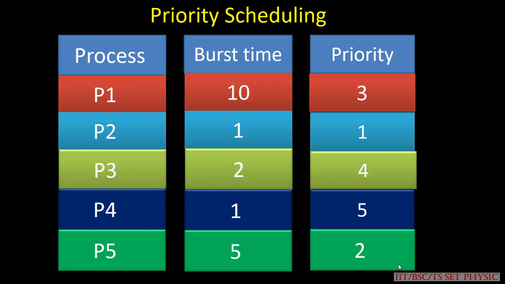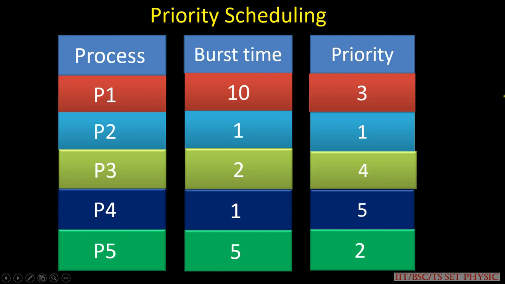And the next one is priority scheduling. In this, the fields are slightly changed. The arriving time is replaced by priority, and the burst time and processes are the same in the fields. The processes are P1, P2, P3, P4, P5, and the burst time is the time taken to complete. P1 completes in 10 milliseconds, P2 in 1 millisecond, P3 in 2 milliseconds, P4 in 1 millisecond, and P5 takes 5 milliseconds.